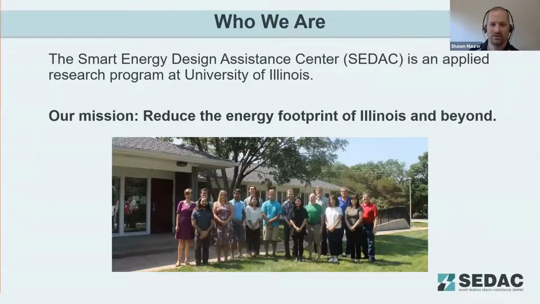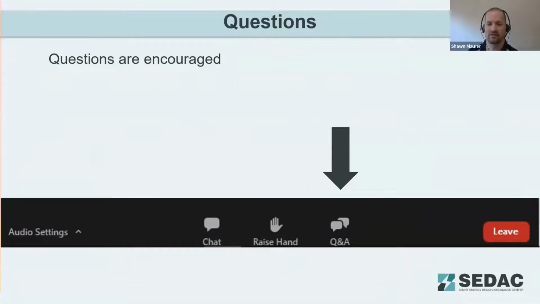Who we are at the Smart Energy Design Assistance Center, we are an applied research program at the University of Illinois based at the Urbana-Champaign campus. And our mission is to reduce the energy footprint of Illinois and beyond. And the Energy Codes training program is one method for us to achieve that goal.